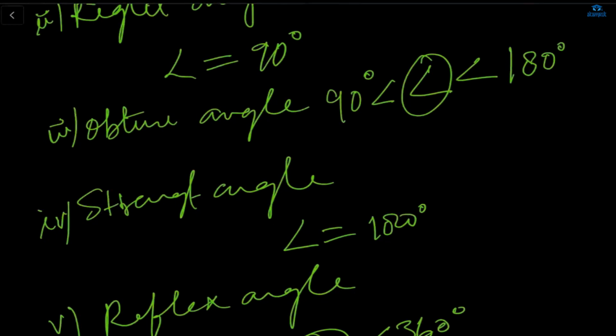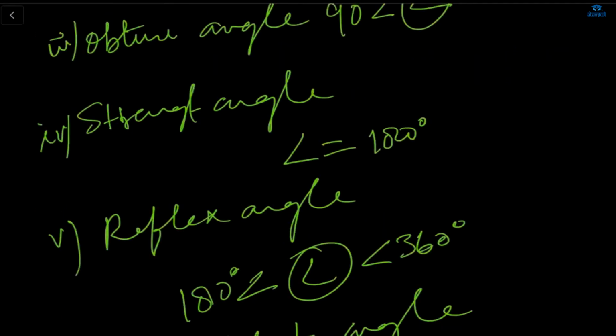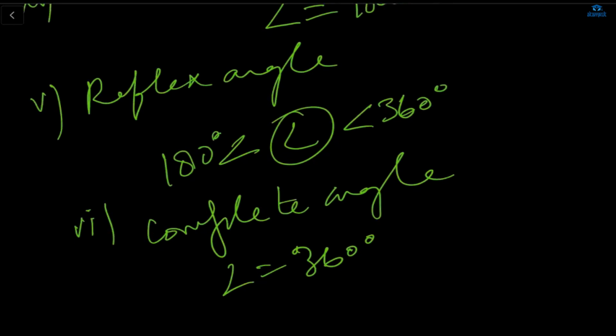Obtuse angle, it will be between 90 and 180, greater than 90 and less than 180. Straight angle, exactly equal to 180 degrees, not less, not greater. Reflex angle, between 180 degrees and 360 degrees. Complete angle, exactly 360 degrees. So I am stopping here with these common definitions.